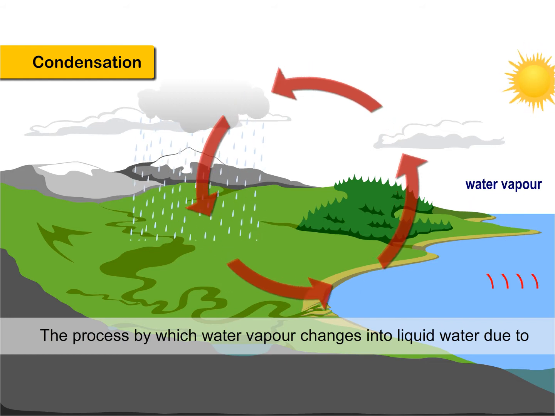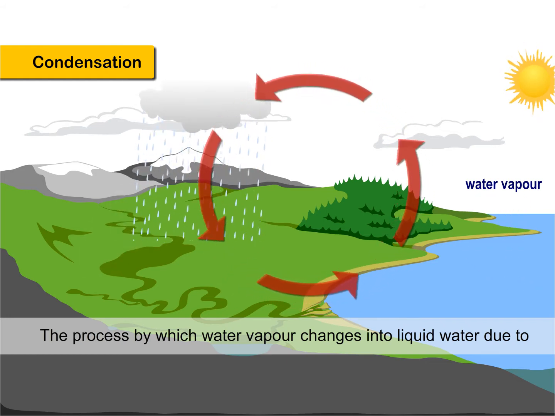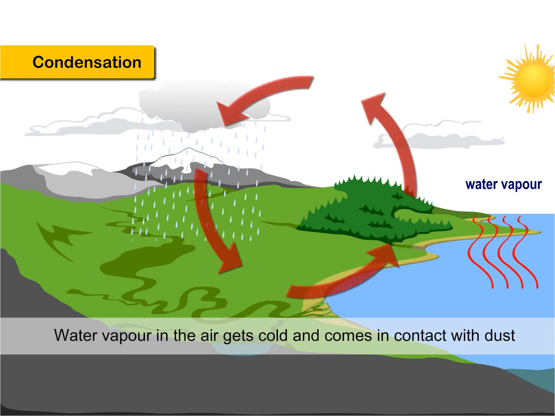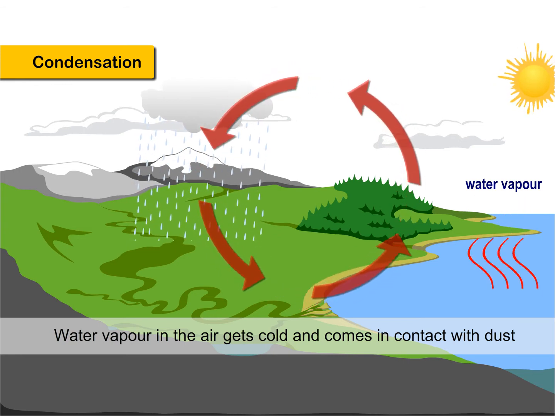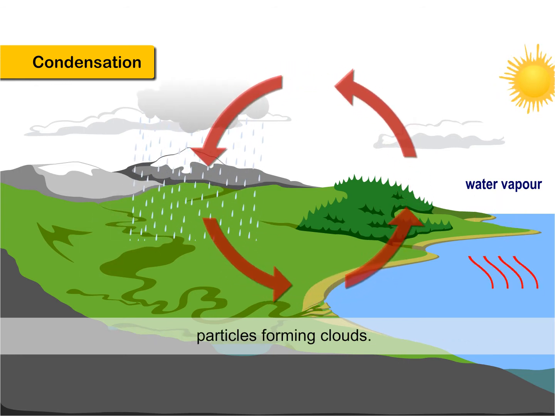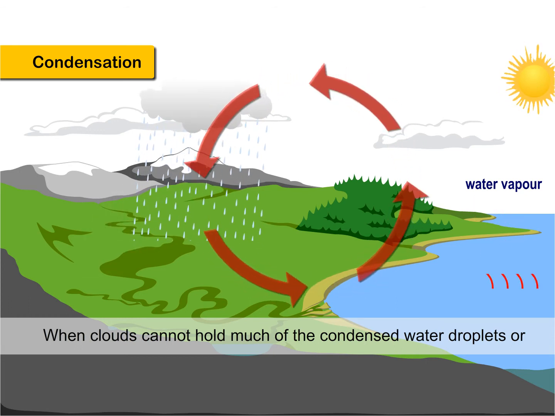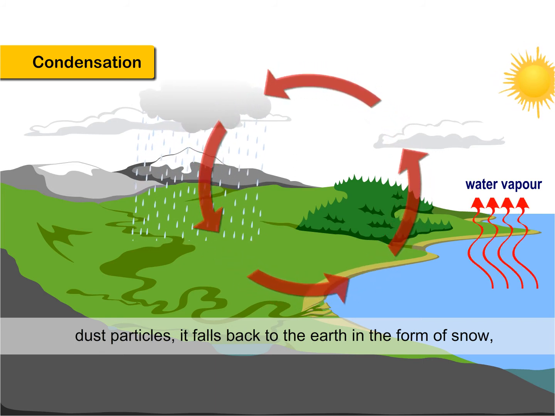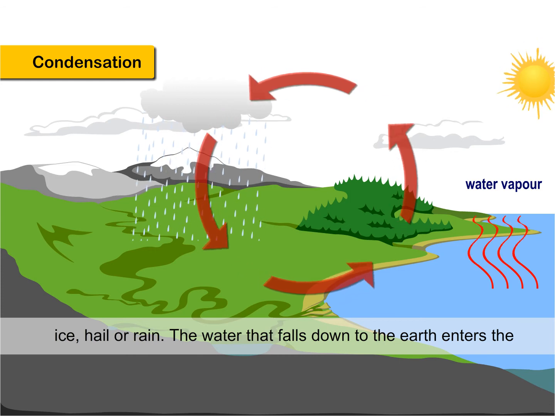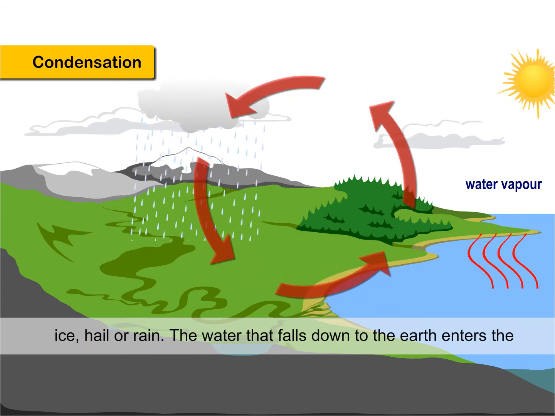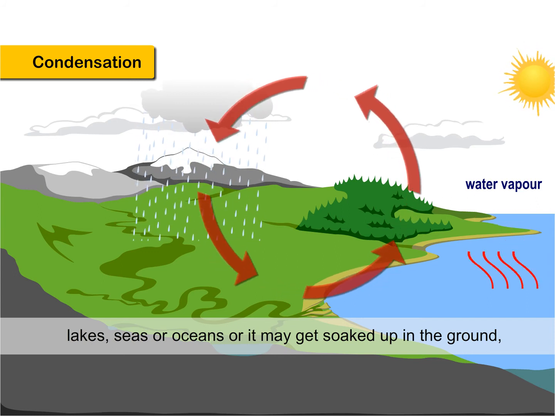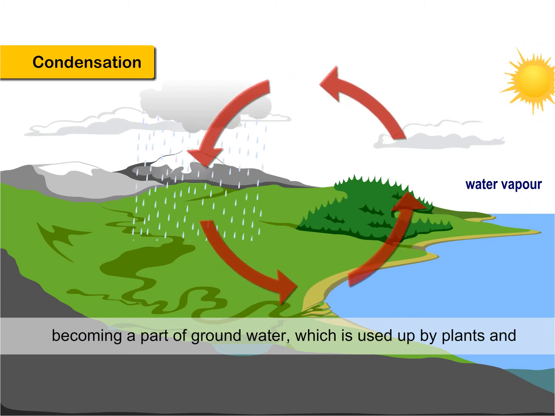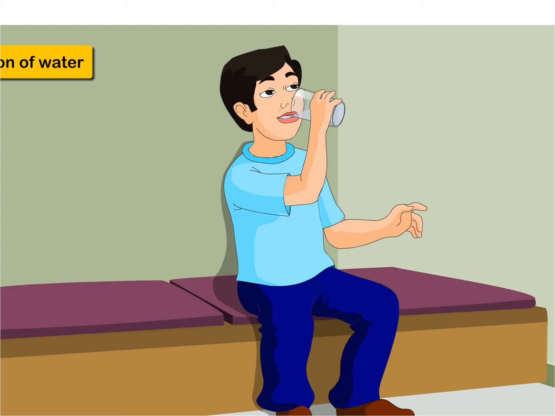Condensation. The process by which water vapor changes into liquid water due to cooling is called condensation. Water vapor in the air gets cold and comes in contact with dust particles, forming clouds. When clouds cannot hold much of the condensed water droplets or dust particles, it falls back to the earth in the form of snow, ice, hail, or rain. The water that falls down to the earth enters the lakes, seas, or oceans, or it may get soaked up in the ground, becoming a part of groundwater, which is used up by plants and animals.